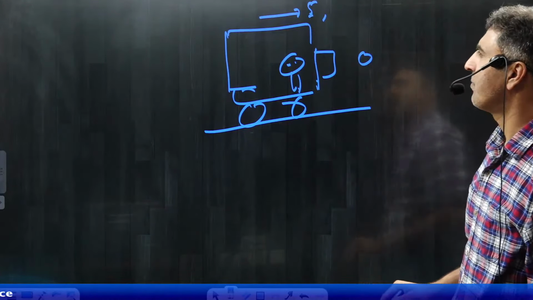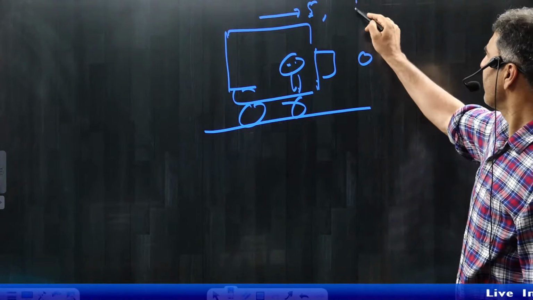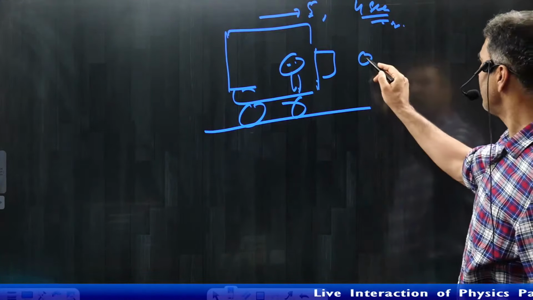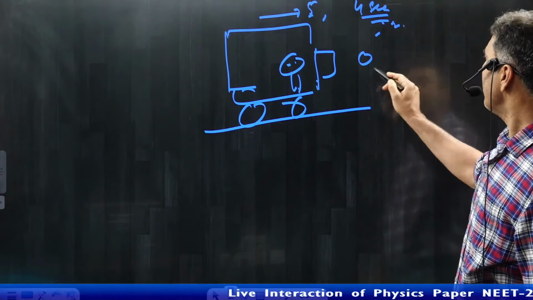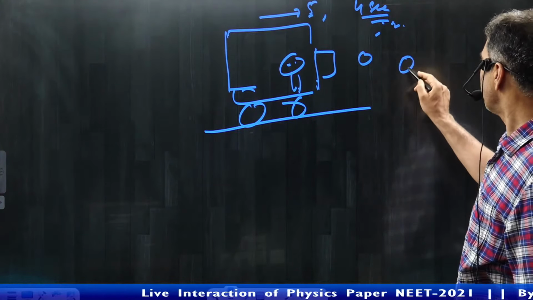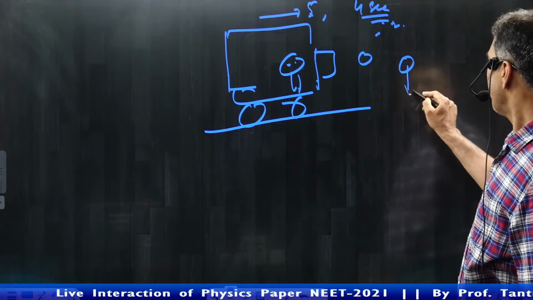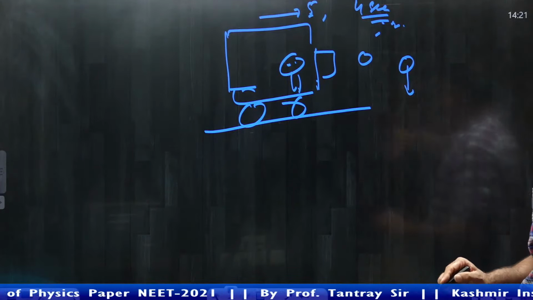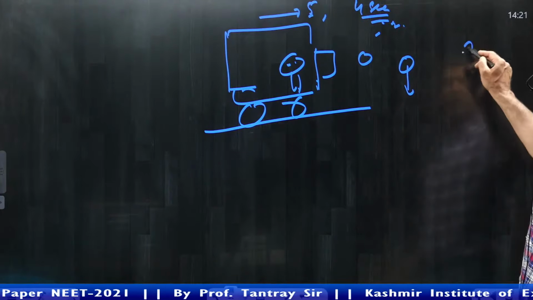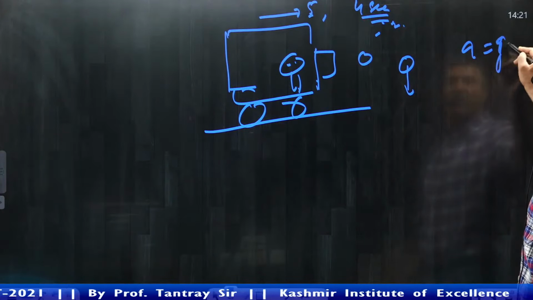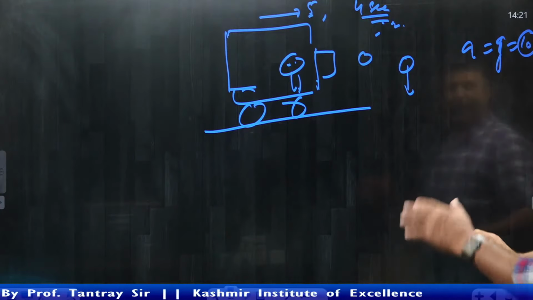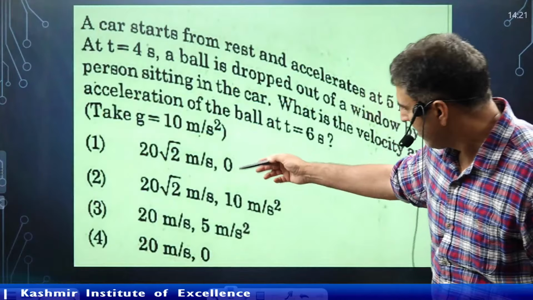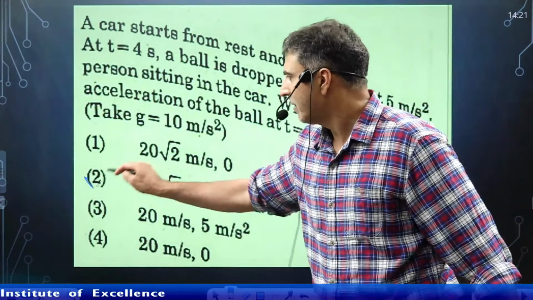After 4 seconds, he drops a ball. But the question is, after 4 seconds, what will be the velocity? Okay, that we have to see. Once he drops the ball out, the only thing that you must know is the ball is only under gravity, so acceleration will be only g, that is 10. That is all. So if I have 10 acceleration in the options, only 10, this must be the answer.